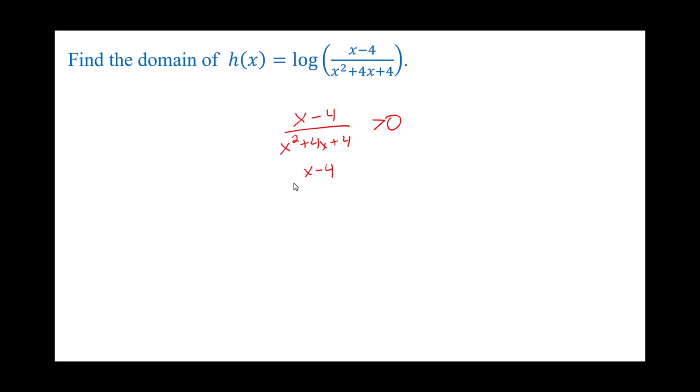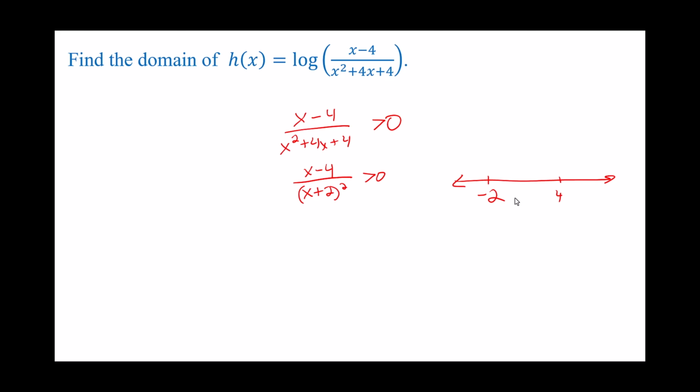I will first factor everything, so that denominator is (x plus 2) squared. And then find all the zeros of both the numerator and denominator and put those on the number line. So the zero of the numerator is 4. The zero of the denominator here is negative 2. And then I need to pick a number in each interval, so less than negative 2, between negative 2 and 4, and greater than 4, and decide if the graph will be positive or negative there.